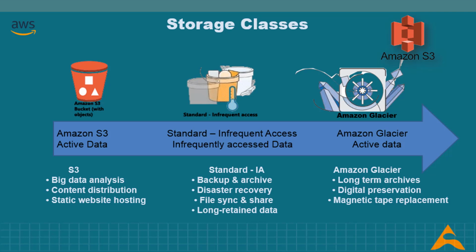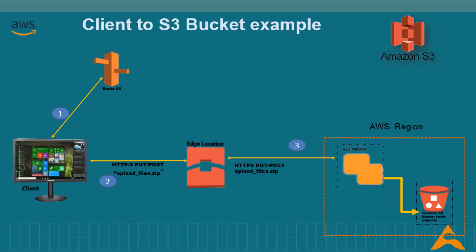Amazon S3 also offers configurable lifecycle policies for managing your data throughout its lifecycle. Once a policy is set, your data will automatically migrate to the most appropriate storage class without any changes to your applications. Here, look at the example on your screen in which a client connects to S3 buckets.